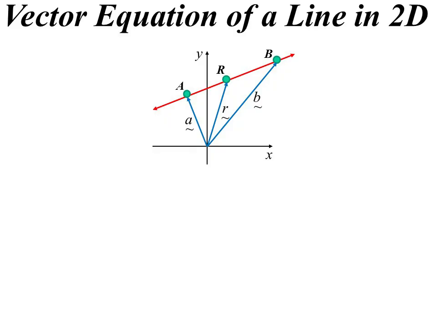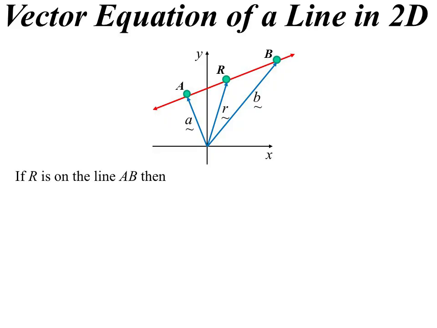So we're going to look at vector equations of lines rather than Cartesian equations of lines. Now I'm going to do it in 2 dimensions first, and then we can push that idea through to 3 dimensions. All right, here's a line. I've got 3 points on the line, and their position vectors would be A, R and B.